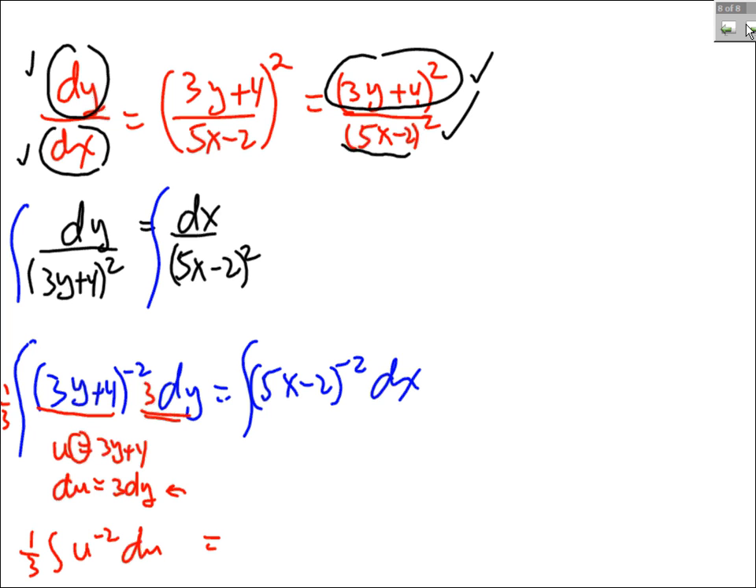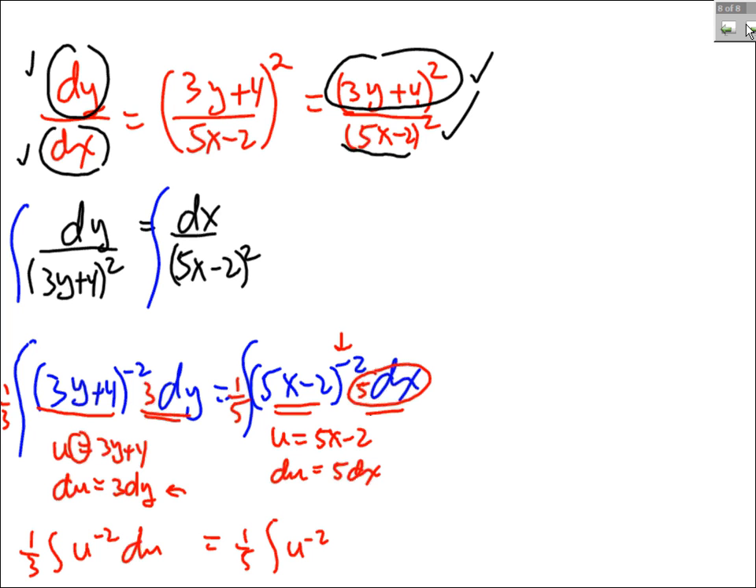And on the right side, if I let u equal 5x minus 2, then du would be 5 dx. So I put in a 5, and then that's du, but I have to bring out 1/5. That's u to the negative 2, and like I just said, 5 dx is du.